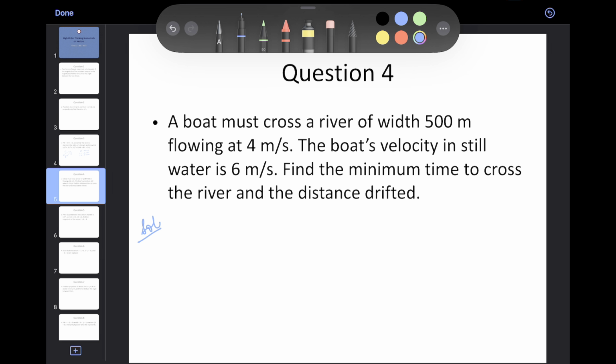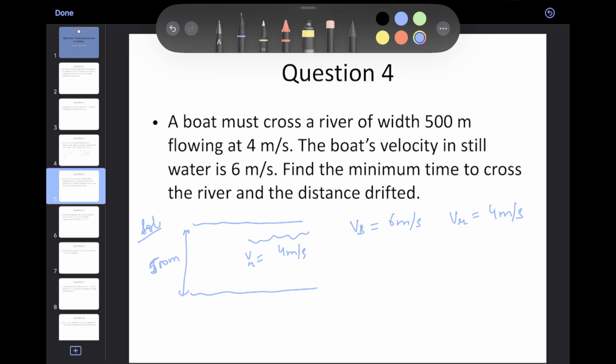This is a very simple question. Let's say this is the river of width 500 meter, flowing at the speed of 4 meter per second, which is the river speed. So a boat must cross a river flowing at this, the boat velocity in still water. Now VB in still water is 6 meter per second. Velocity of river is 4 meter per second. Find the minimum time to cross the river.